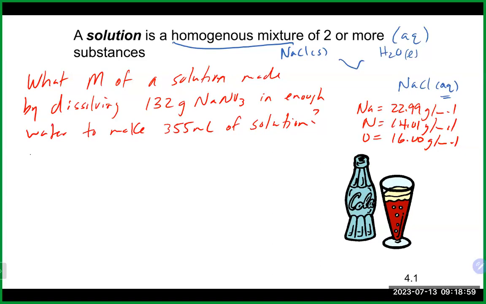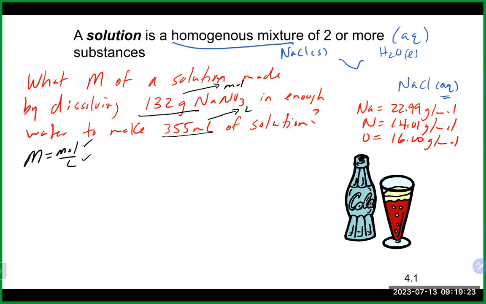So once again, we're looking for molarity, which is moles per liter. In this case, we have grams given to us, which is not moles, but we could definitely get to moles using the molar mass. We have milliliters, which is not liters, but we could definitely get to liters by doing a conversion. So we really just need to do a couple conversions and then pop it into our equation here.